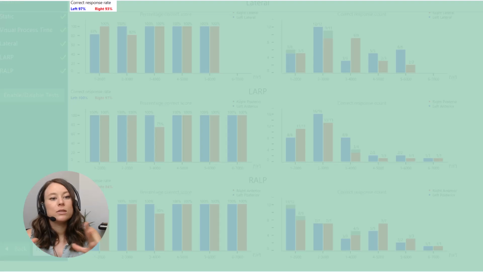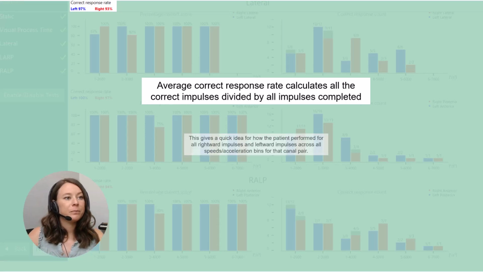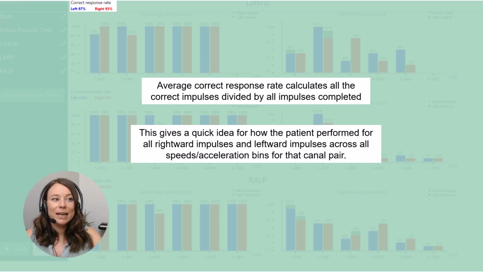All of those impulses and all of the answers are collected together to give us this average correct response rate. And ultimately, this calculates all the correct impulses throughout all the speeds from all the impulses collected. So correct overall is really how we calculate this average correct response rate. This is the first number I look at because it gives a very quick idea of how the patient performed for rightward versus leftward head impulses. And of course, it takes into account all the data.